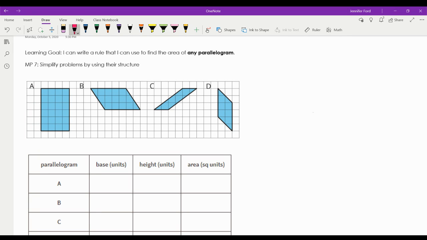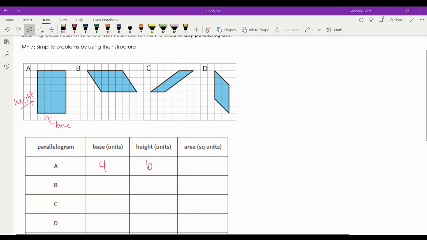Okay. So here, this side is the base, which looks like 1, 2, 3, 4. So the base for this one is 4 units. And then this side is the height, which looks like 1, 2, 3, 4, 5, 6. So the area of this parallelogram A is 4 times 6, which is 24 square units.